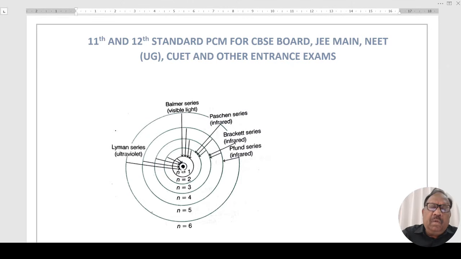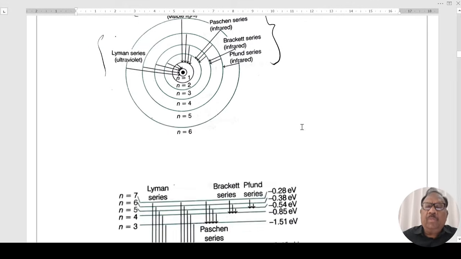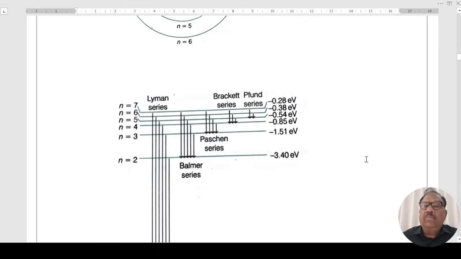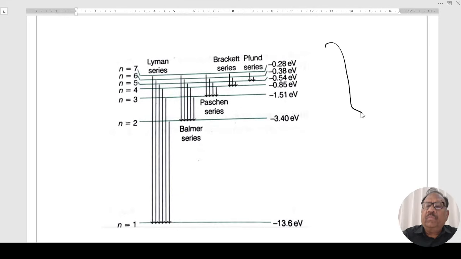And these are the series. Lyman: n equal to infinity to 1, 2 to 1, 3 to 1, 4 to 1, 5 to 1, and so on. Similarly, Lyman, Balmer, Paschen, Brackett, Pfund series. The regions are also mentioned here: ultraviolet, visible, infrared. The last series is infrared. This is visible, and this is the Lyman series, right? And this is the energy.